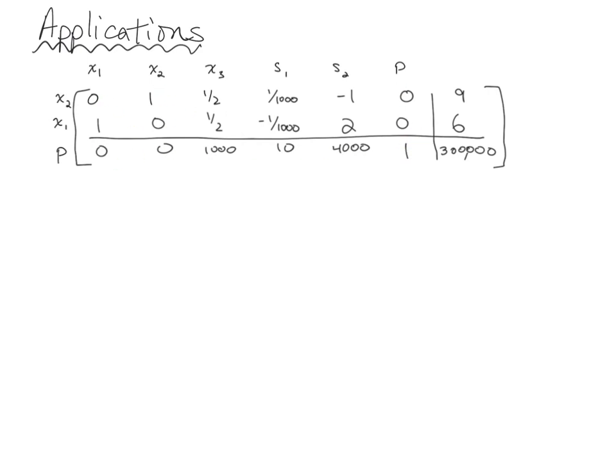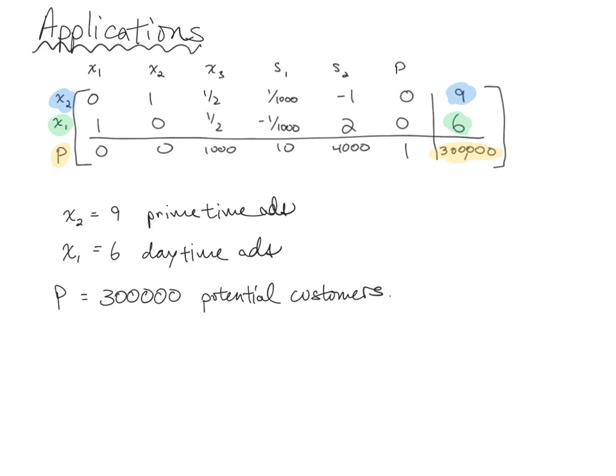So what does this tell us? This last column gives us our answer every time if we're using the simplex method. What this is telling us is that x sub 2 is 9, x sub 1 is 6, and P is 300,000. So this means that a company should buy 9 primetime ads and 6 daytime ads, and they will reach a maximum of 300,000 potential customers.